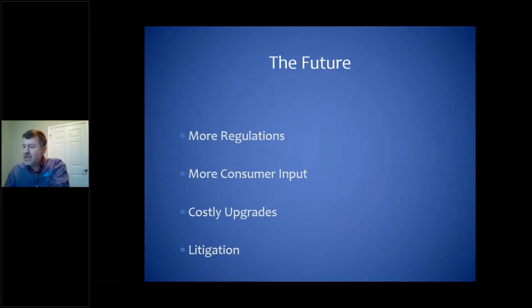So I always like to put on what the future brings here. We are definitely seeing more regulations in our world. And more regulations means more money. And with more money, that cost has to be put off on the consumer, put off somewhere. And there's a lot of people saying, why are we having to pay for this if we're not the one causing the problems? The consumers have become much, much more involved in air quality and what's going on. They want to know where their food comes from. They want to know what's in their water. We see that. Costly upgrades, and we talked about litigation.